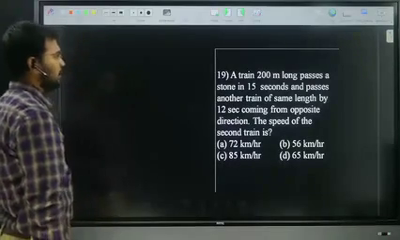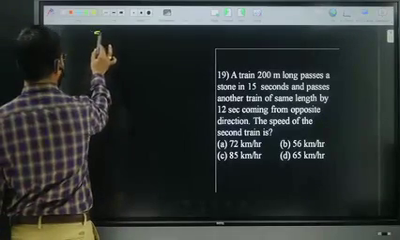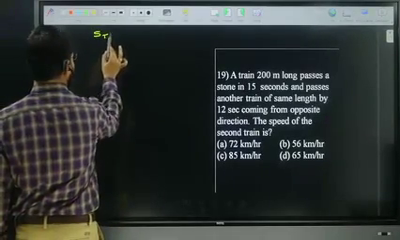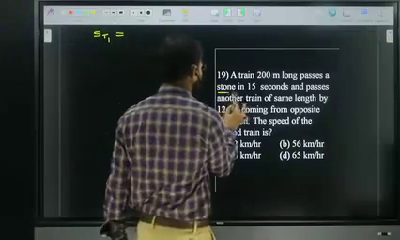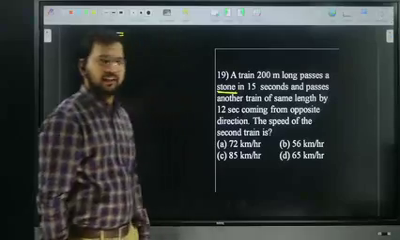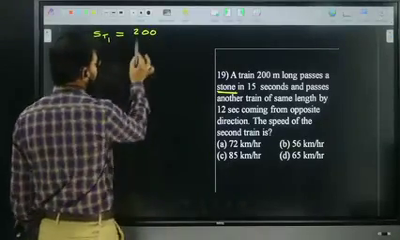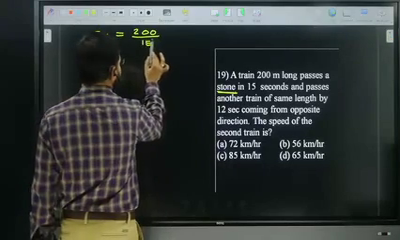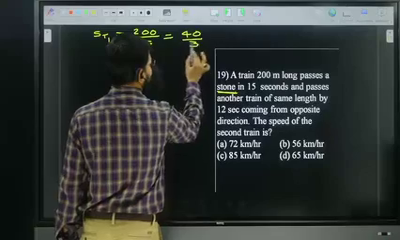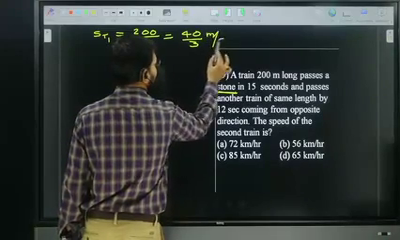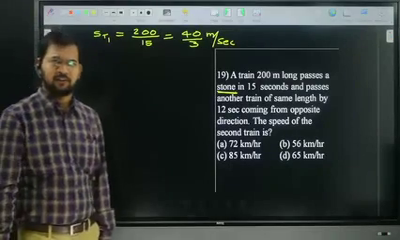A train 200 meters long passes a stone in 15 seconds. So the speed of the first train is equal to distance by time. Whenever a train passes a stone, distance is nothing but the length of the train. Therefore, 200 meters by 15 seconds. So the speed of the first train is 40 by 3 meters per second.